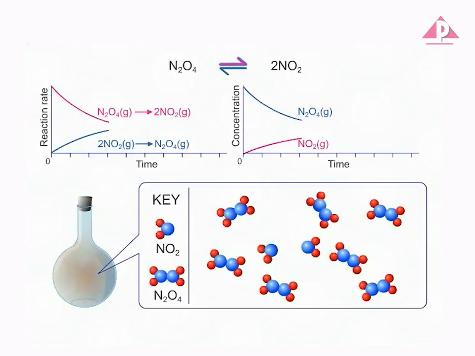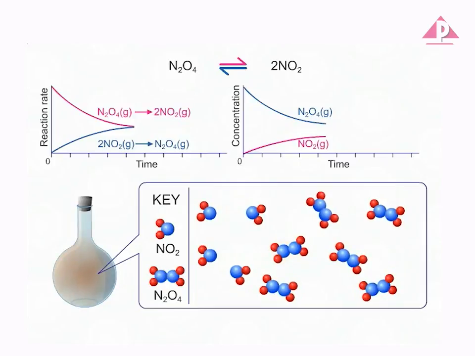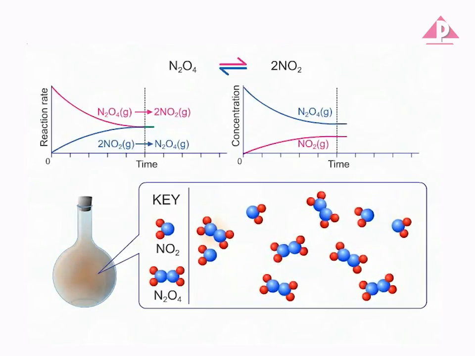As the concentration of dinitrogen tetroxide decreases, the rate of the forward reaction becomes lower. Meanwhile, as the concentration of nitrogen dioxide increases, the rate of the backward reaction becomes higher. Eventually, the rate of forward reaction and the rate of backward reaction become equal.